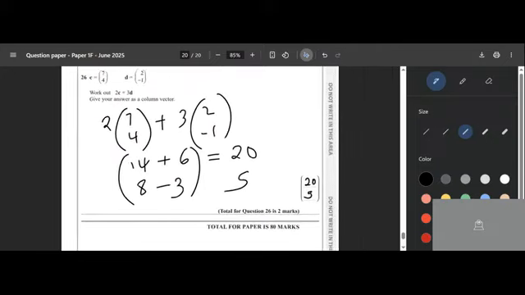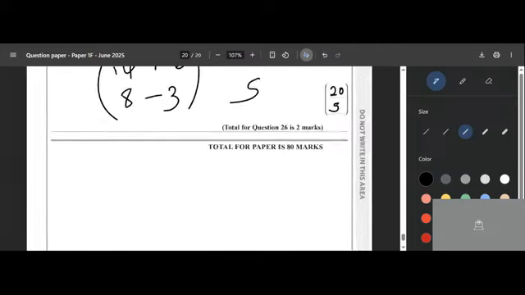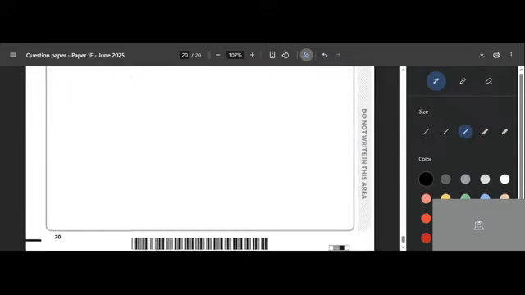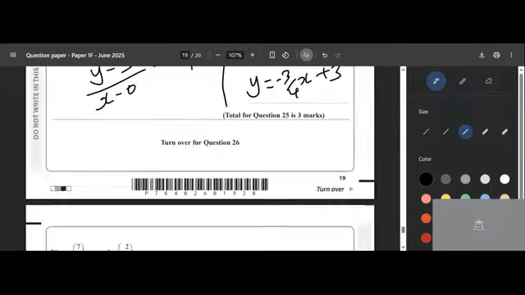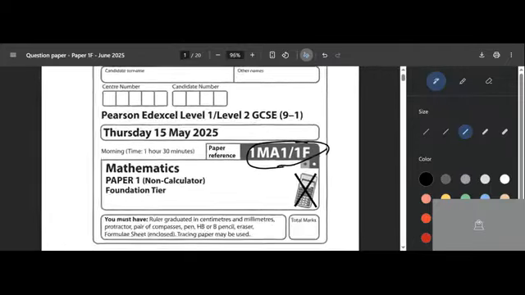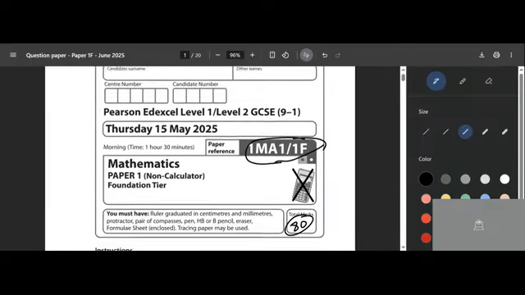And that is how this paper was supposed to be tackled, as easy as that, to get the total of 80 marks. So people who have just written their questions down, I'm going to give them a response in a few, and that is how this paper was generally supposed to be done, and you get a total of 80 marks. That for paper 1.